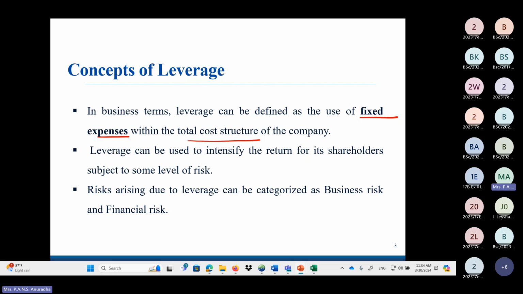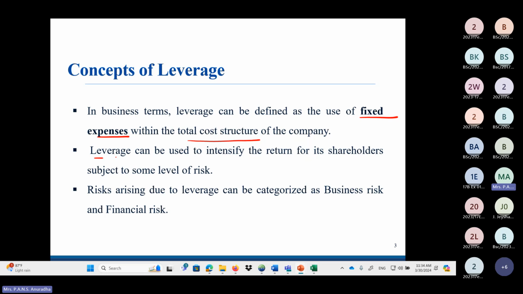And also, if you take the interest in the capital structure, when you are financing with debt capital like debentures, bonds, bank loans, that interest component or the coupon payment we are giving to the bondholders is not changing. Even though the profit is going down, that interest component is fixed. It's not changing. So these we identify as fixed expenses or fixed cost in the total capital structure. So that is the leverage. In simple terms, leverage is the use of fixed expenses.